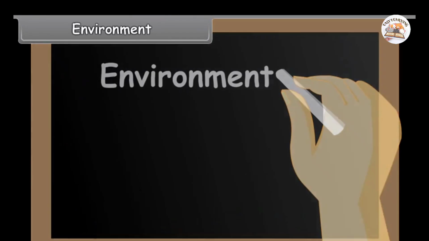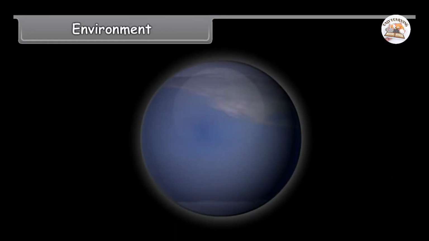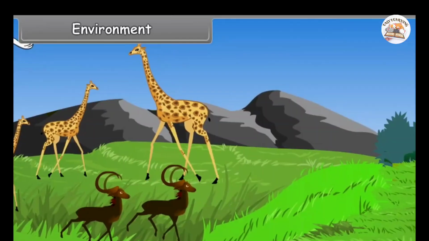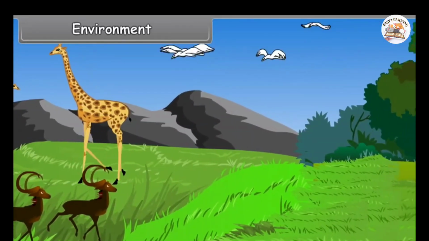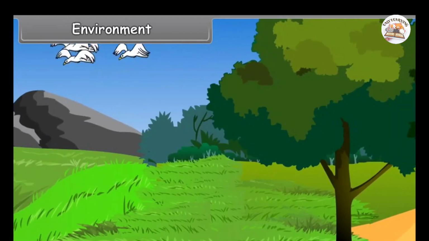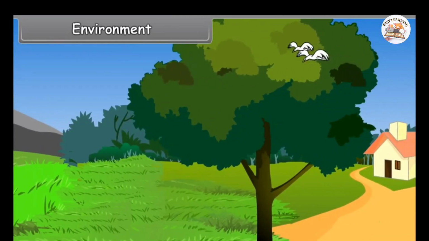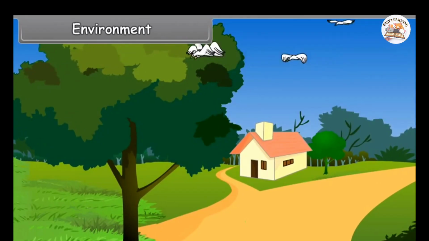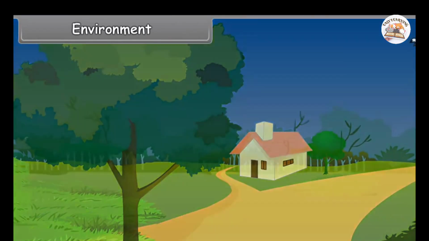Environment. Our Earth is the home of humankind. All kinds of plants and animals also live on the Earth. We cannot live in isolation from other forms of life as we depend upon them for our food and other necessities of life. Thus, we live in a particular surrounding.